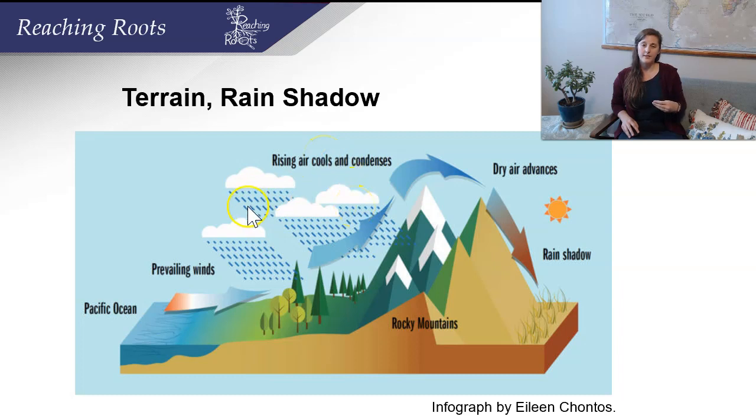The result of that is that this side of the mountain gets lots of precipitation, but because these clouds rarely make it all the way over here, or very few of them do, this side is very dry, and we get even desert-like conditions. This is called a rain shadow.